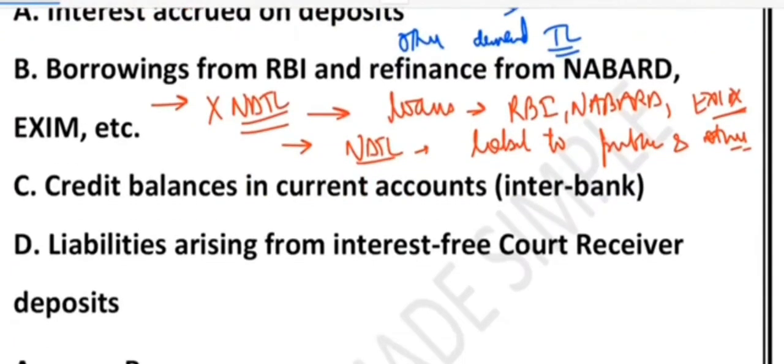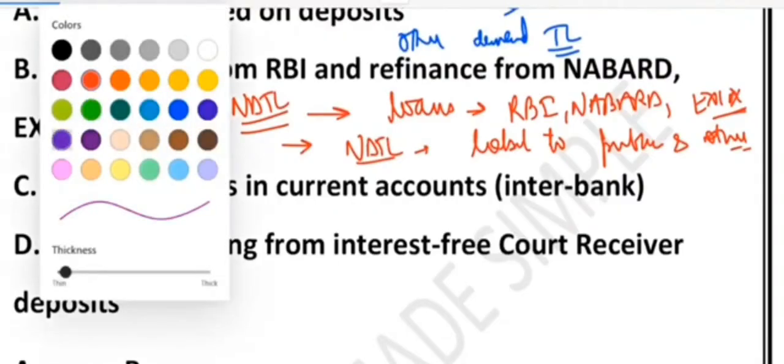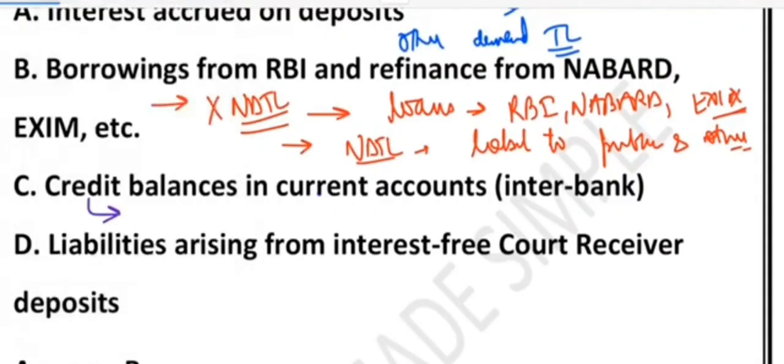Then comes option number C. What is option number C? Option number C is a credit balance in current account. Right, so these are balances other banks keep with us. It is like one bank depositing money in another bank's current account. So these are called liabilities to the banking system. Yes, it is a kind of liability to the banking system, and yes, they are included in NDTL. Even though it is not the public's money, it is still a liability.